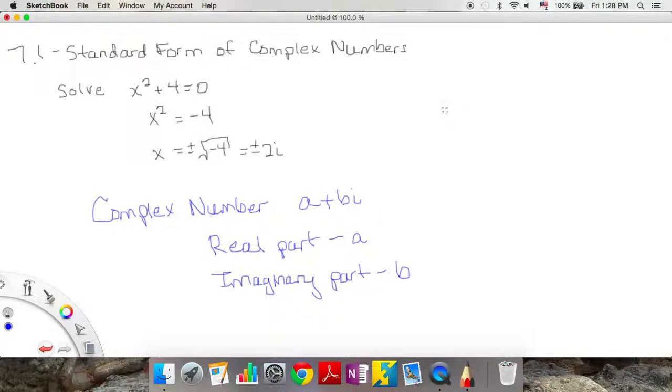We know, or we should remember, that i is equal to the square root of negative 1. That's how we got our i here, which means that i squared is equal to negative 1. i cubed is the same thing as i squared times i, so that makes it negative i. And i to the fourth is the same thing as i squared times i squared, which makes it 1.